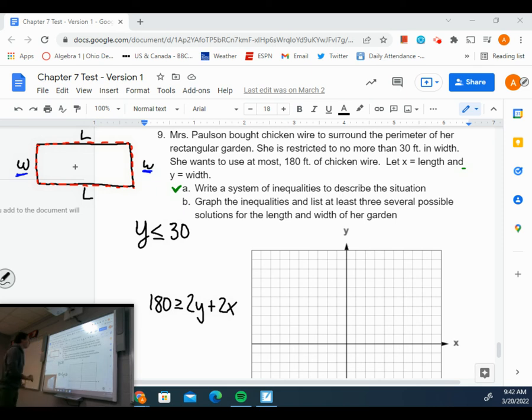Now what we have to do for part B is graph the inequalities and list at least three, that's some bad grammar, list at least three possible solutions. So to do this, can we graph these? Well, if you remember from chapter 7, we prefer our inequalities to be in slope-intercept form when we're going to graph them. So let's ask ourselves, are these inequalities in slope-intercept form?